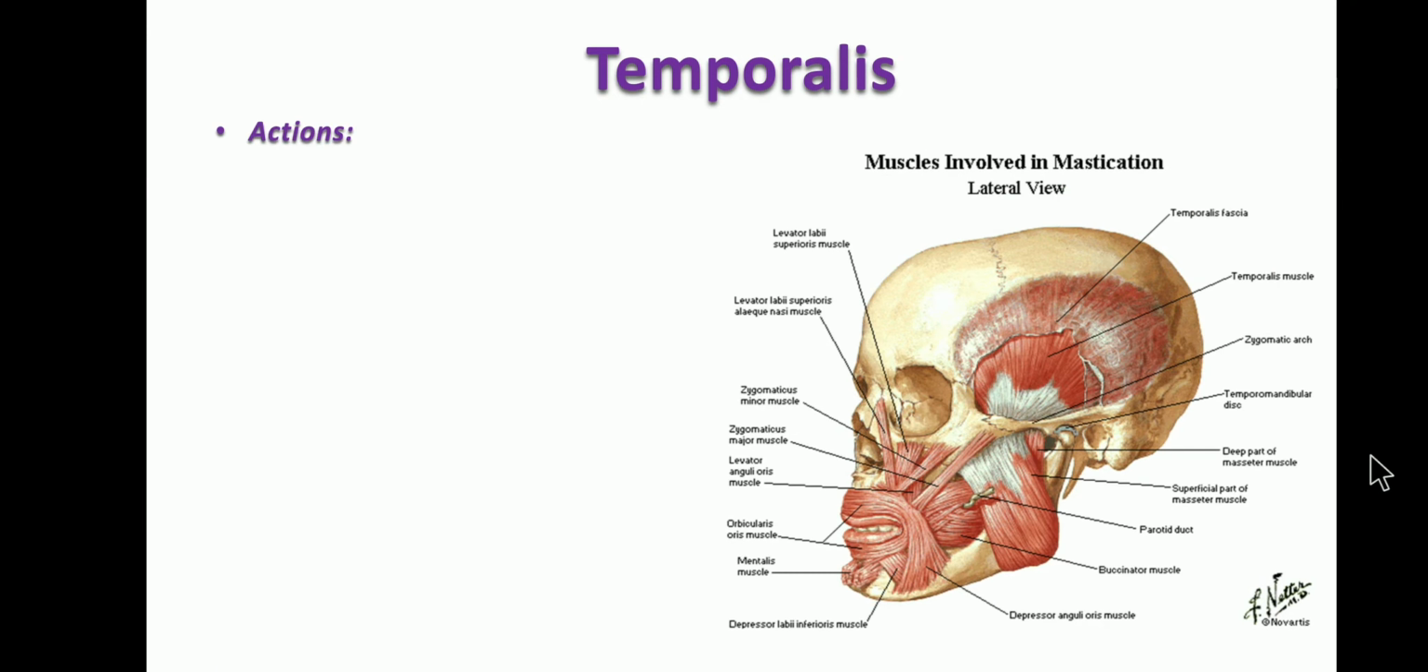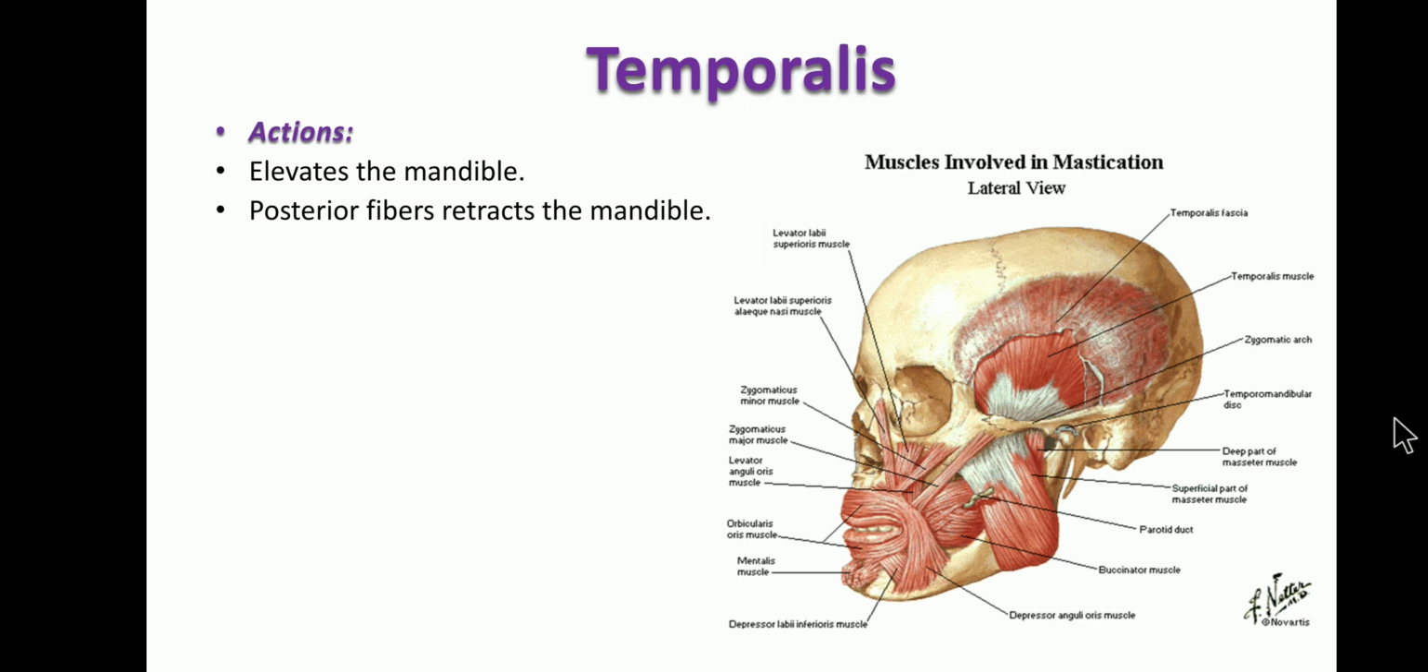Action: the posterior fibers are mainly helpful in retracting the mandible. Posterior fibers retract the mandible. That is a very important action. They are concerned more with power than the speed of contraction. The anterior fibers assist in elevation of the mandible, closing the jaw, whereas the posterior fibers pull the jaw backwards.